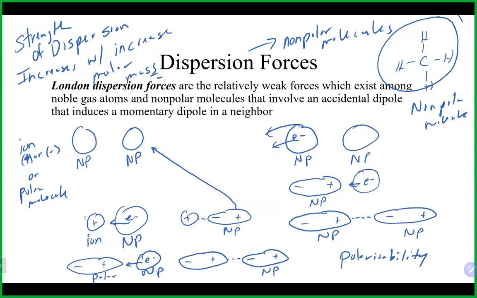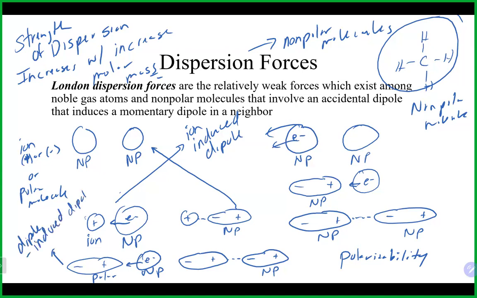This, by the way, is what is sometimes referred to as ion-induced dipole, because you're using an ion to temporarily give this other guy a separation of charge. This is what is sometimes referred to as a dipole-induced dipole. Any questions on that there?